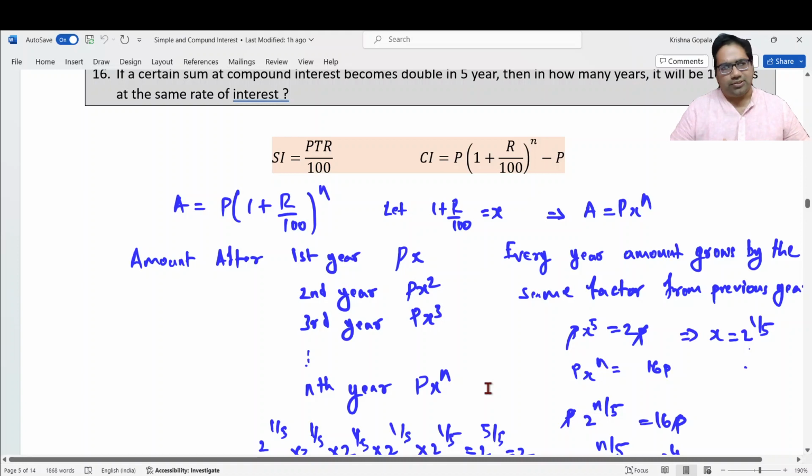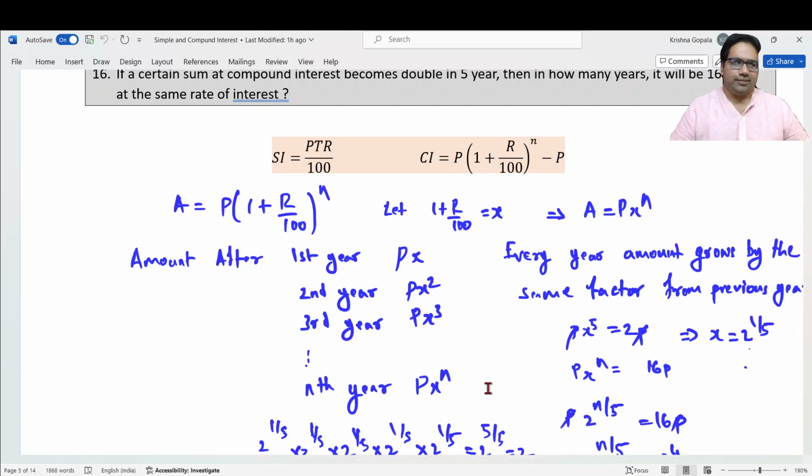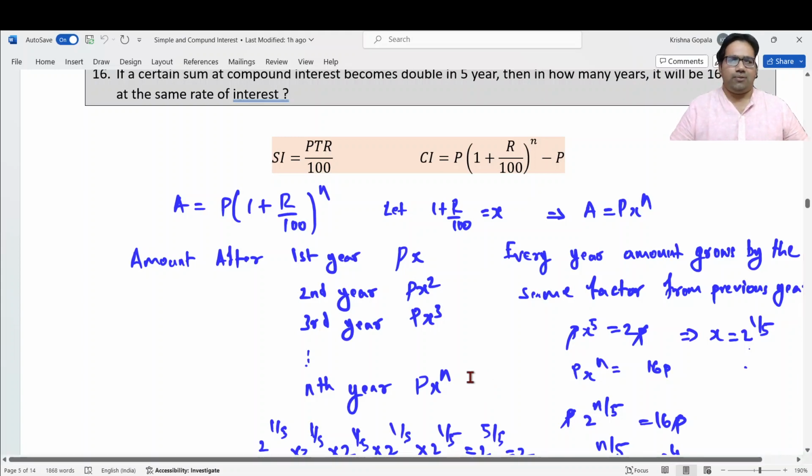Every year, the amount rises by a ratio x, meaning it is multiplied by x. Let's say 10% is the interest rate. Every year it rises by 1.1, since 1 plus 10 by 100 is 1.1. So x will become 1.1.